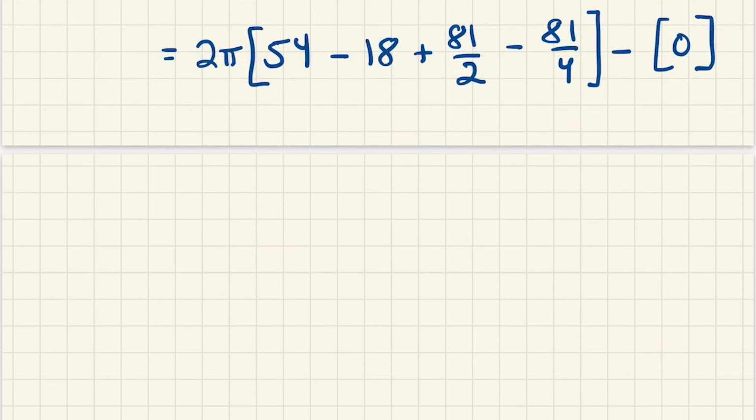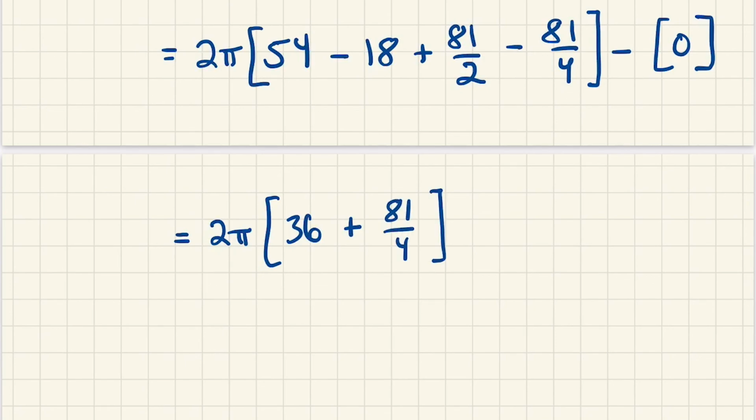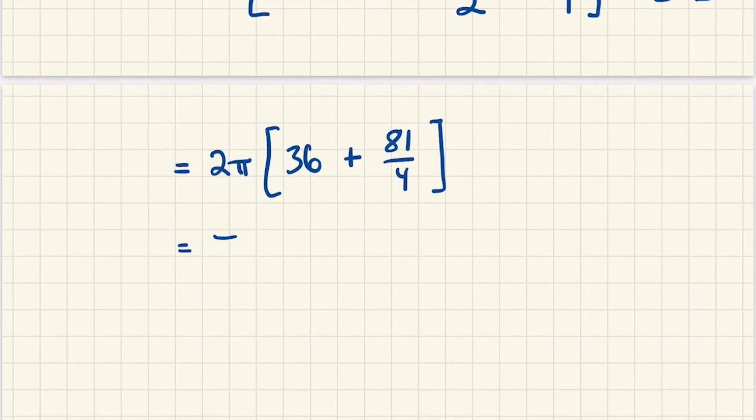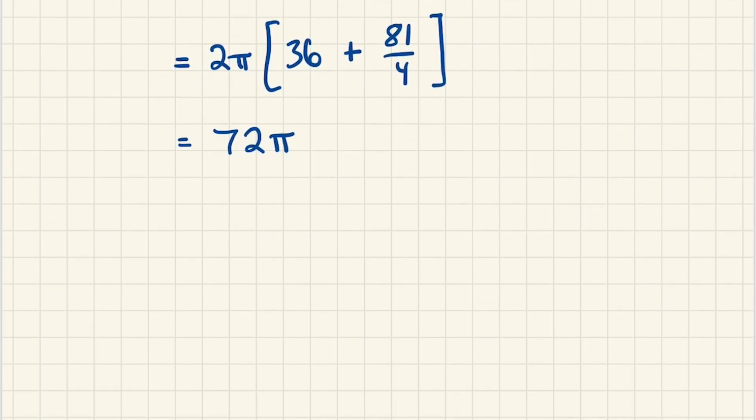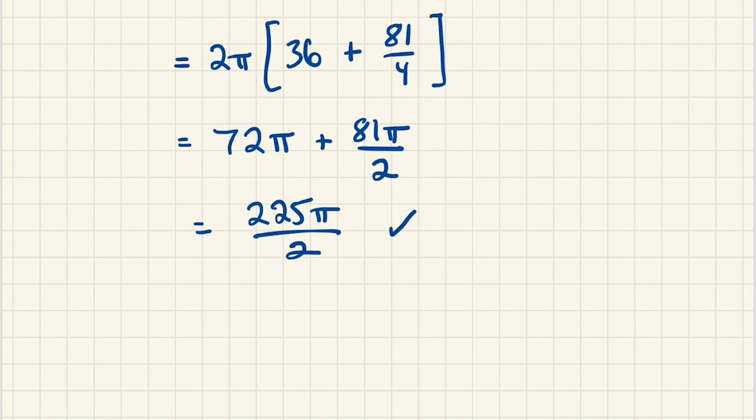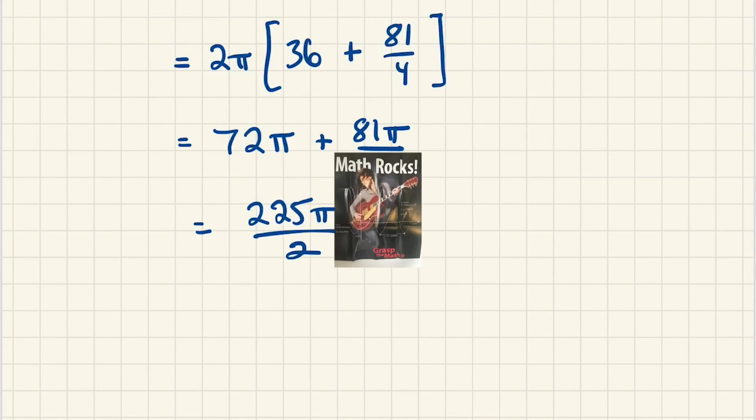So that's great. Okay, so what are we working with here? 54 minus 18, that's 36. Plus 81/2 minus 81/4, that would just be 81/4. So if we distribute for a moment, we'll get 72 pi plus 81 pi over 2. So 72 doubles to 144. 144 plus 81 is 225 pi over 2. So math is awesome.